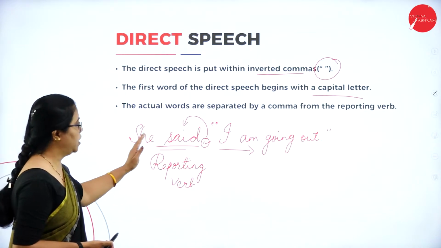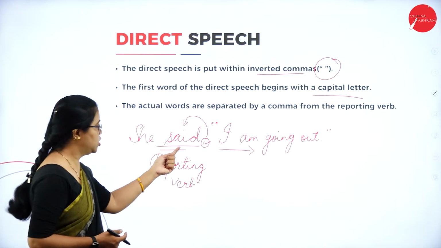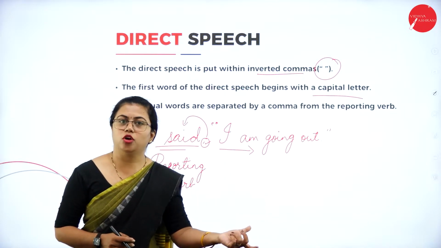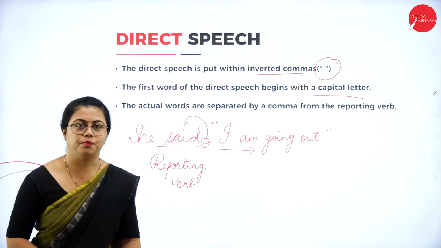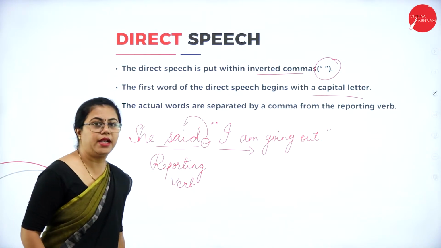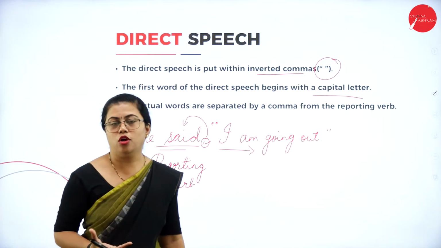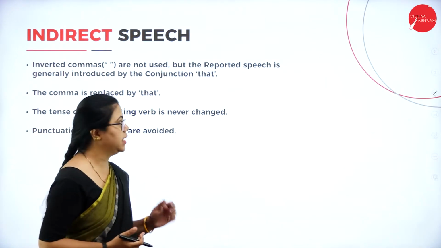Fine. So whenever you want to identify which are the actual words of the speaker, just look for the comma. After that, you will have inverted commas, and whatever is within inverted commas comes under the actual words of the speaker. Fine. So these are the rules for a dialogue to be in direct speech. Next we'll understand what is indirect speech.